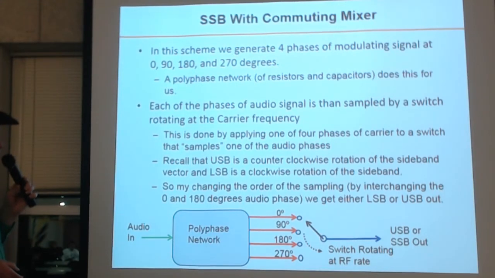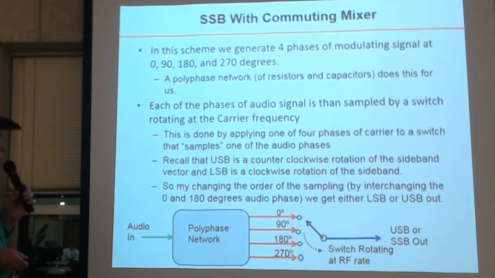So let's apply this to generating single sideband. What we do is we generate 4 phases of our modulating or audio signal that come out at 0, 90, 180, and 270 degrees. We can do that by a couple of things. One of the easiest ways is a polyphase network, and I'll show you a picture of that. Or we can do that with an all-pass network with a bunch of op amps and resistors and capacitors.